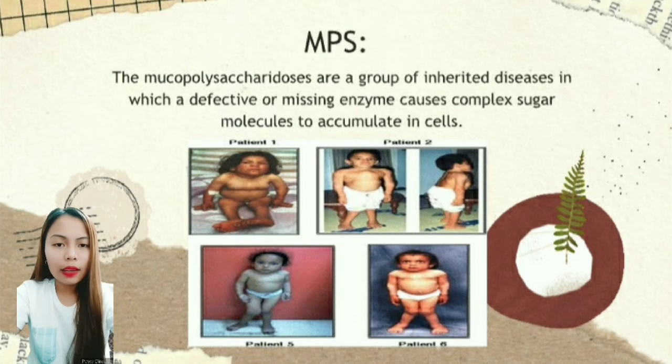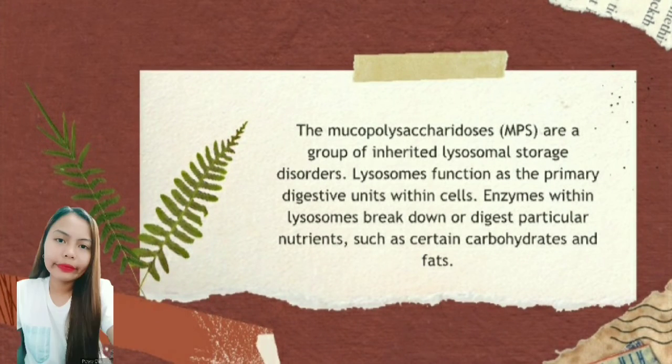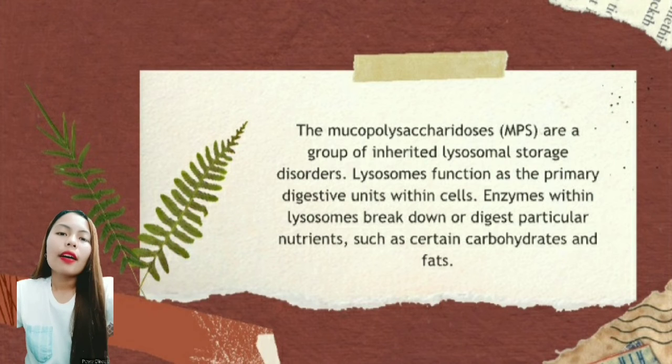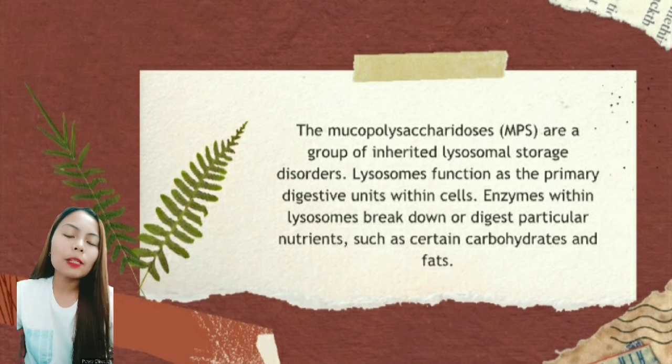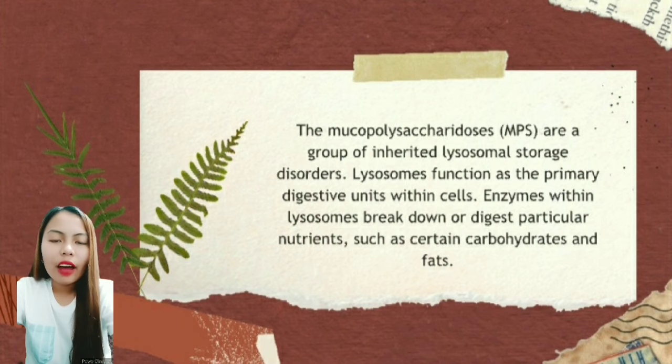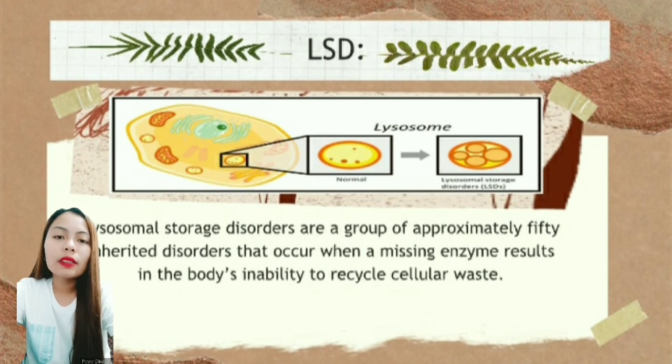And just like what I said earlier, mucopolysaccharidosis is a group of inherited diseases, and those inherited diseases are the lysosomal storage disorders. Lysosomes function as the primary digestive units within cells, and the enzymes within the lysosome are responsible for breaking down nutrients such as carbohydrates and fats. Additionally, lysosomal storage disorders comprise about 50 inherited diseases that occur when there is a missing enzyme, resulting in the body's inability to recycle cellular waste.